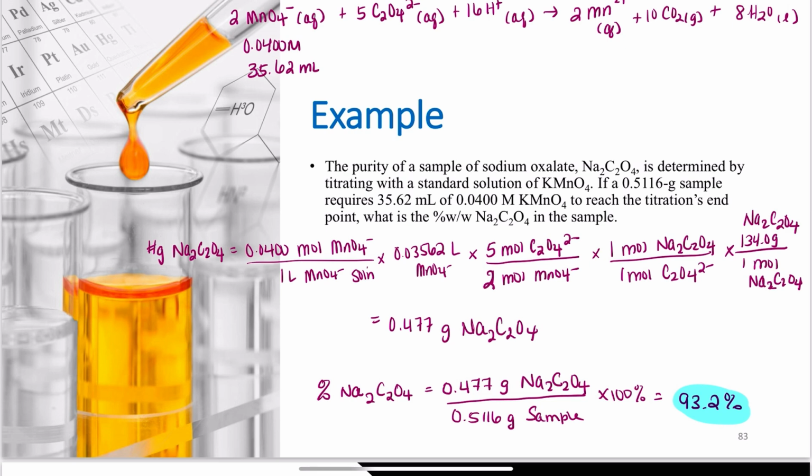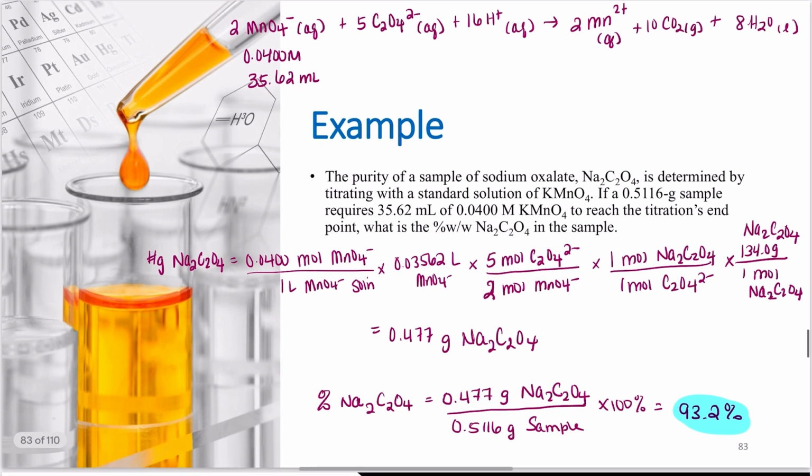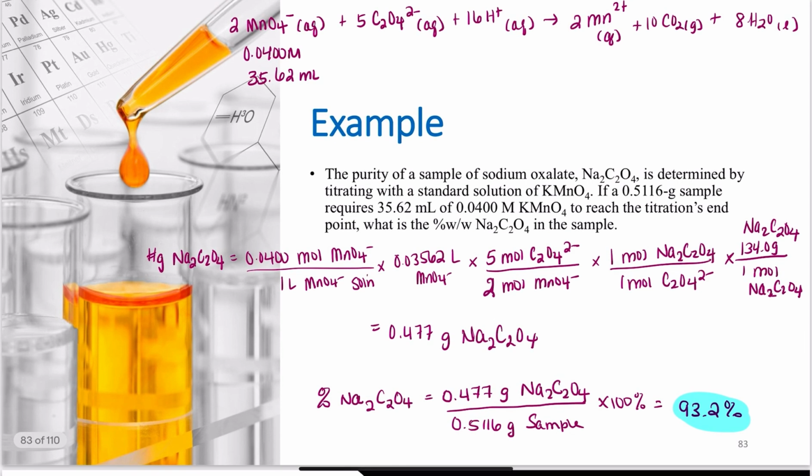But again, redox titrations work just like regular titrations, just students get really tripped up because we're using these net ionic equations. And it seems weird to see things like 16 H pluses and stuff reacting. It's very common for a redox reaction.